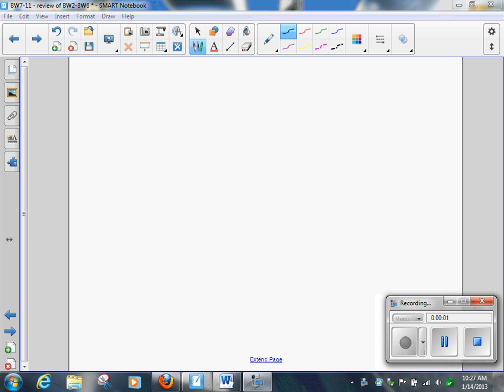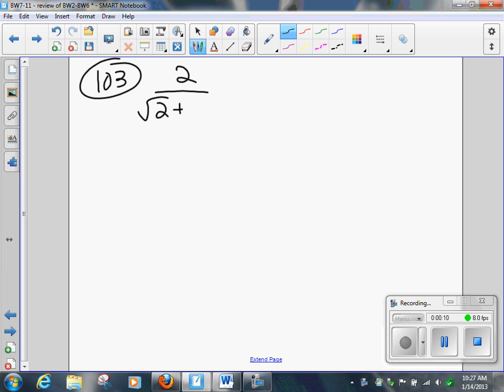All right, so somebody wanted to see 103 from the homework, so let's look at that. We've got 2 plus root 2 plus root 7, and can we have radicals in the denominator? No. So we have to multiply by the conjugate, which is going to be root 2 minus root 7 over root 2 minus root 7.